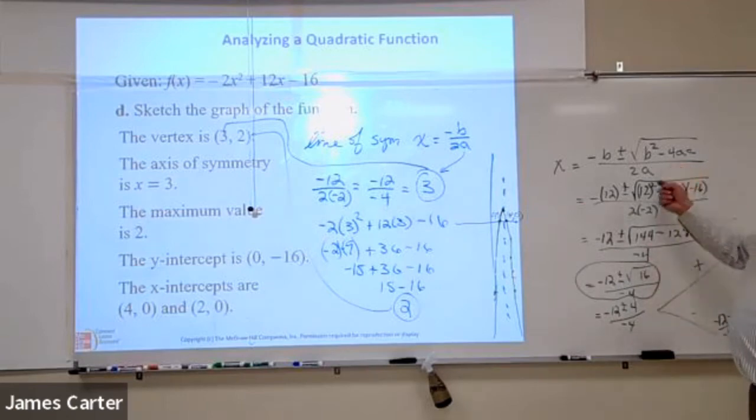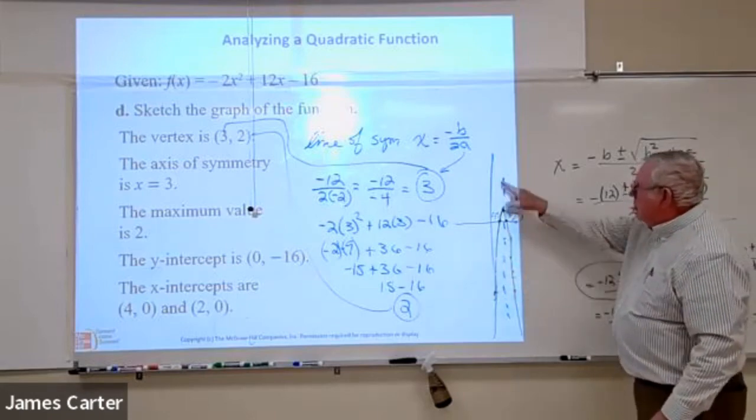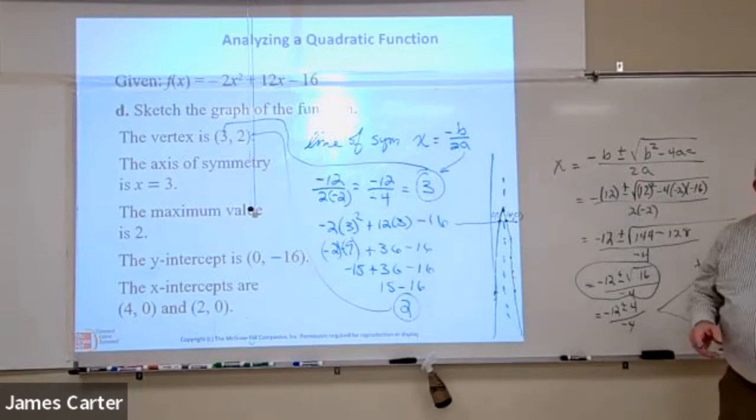Now, if it's imaginary, you can't graph it. Well, if it's imaginary, it's not going to have x-intercepts. So it'll be something like this or something like that. Okay. Can I go on?